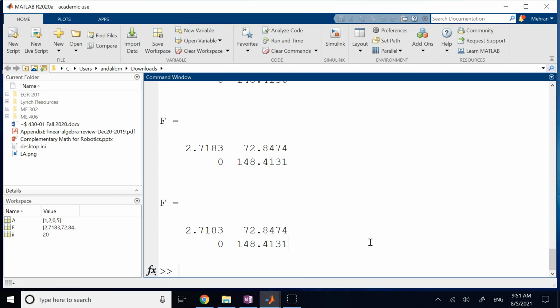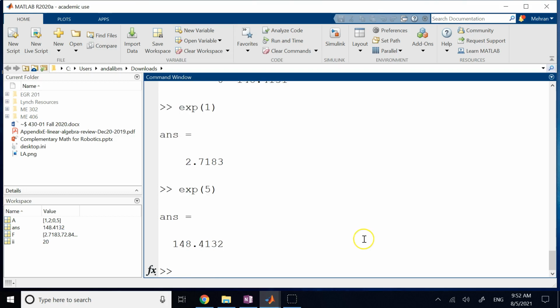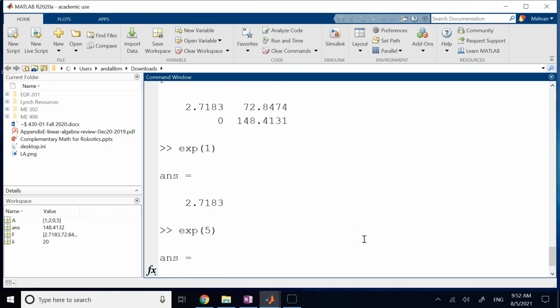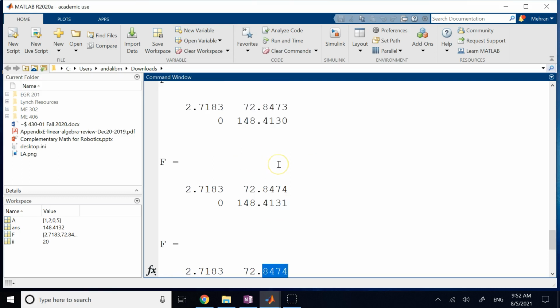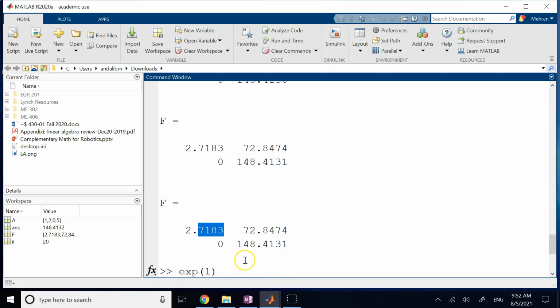Correct? And now the question is, is that going to be exponential of 1 in the first element? Yes. Is that going to be exponential of 5 in the last element? Yes. If you look at A, it goes 1, 2, 0, 5. This is 1, that's right. This guy is not 2. Look at this. This guy here is not 2.